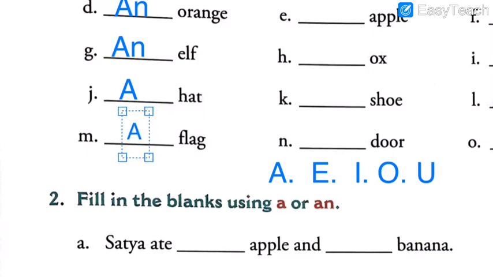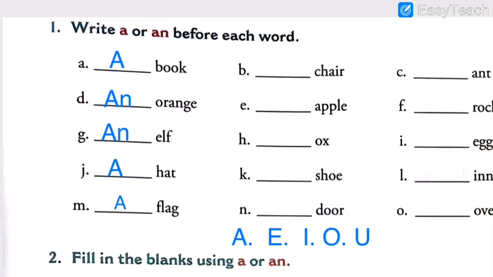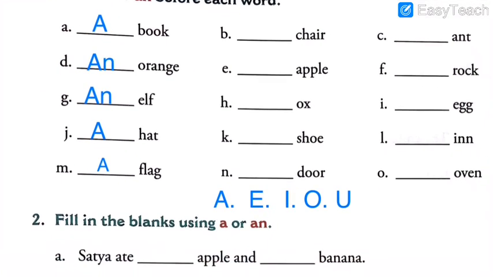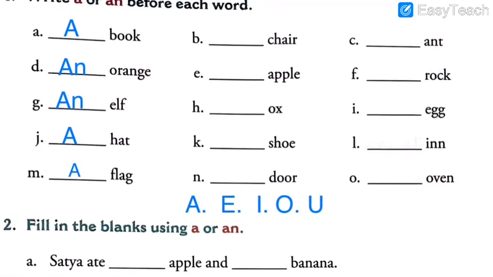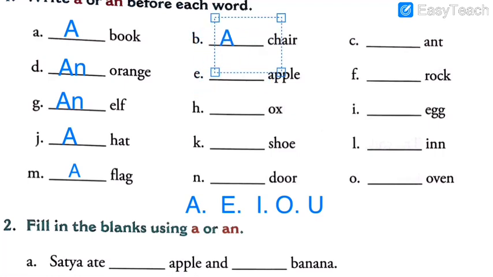Okay, I have written the answer here, and I hope that you also have written all these 5 answers. Let us solve a few more. Here students, B is dash chair. Again, chair starts with C. Is C a vowel? No, it is a consonant. So we will write A, chair. A, chair. As C is not a vowel, we will write A.